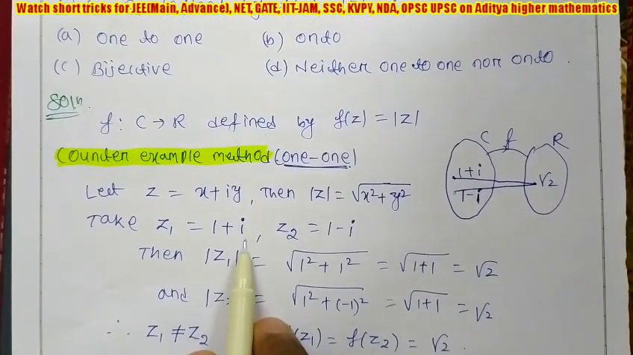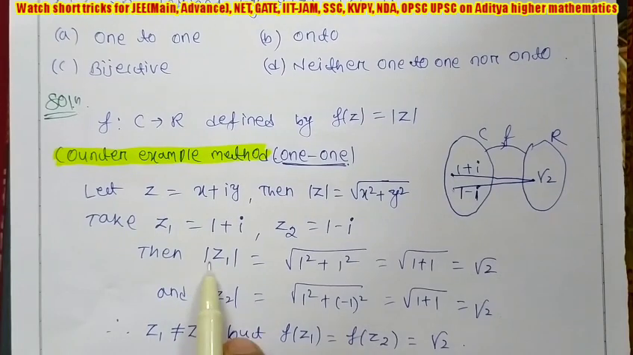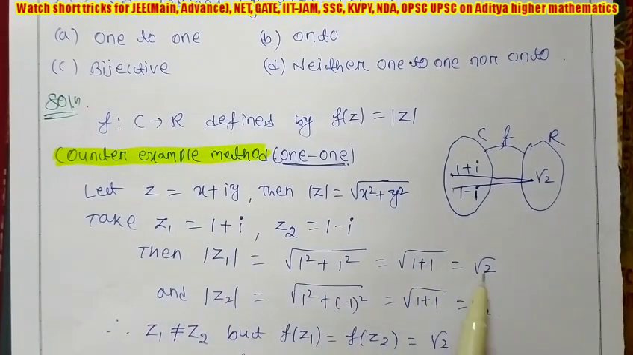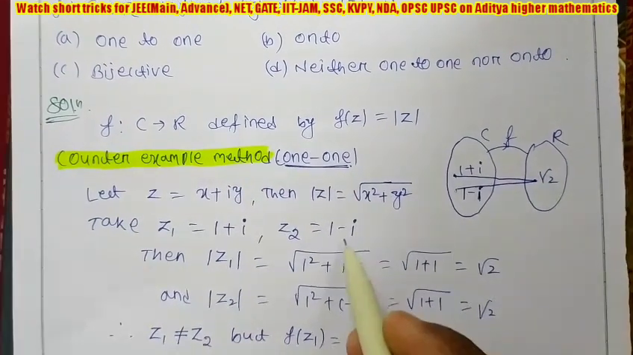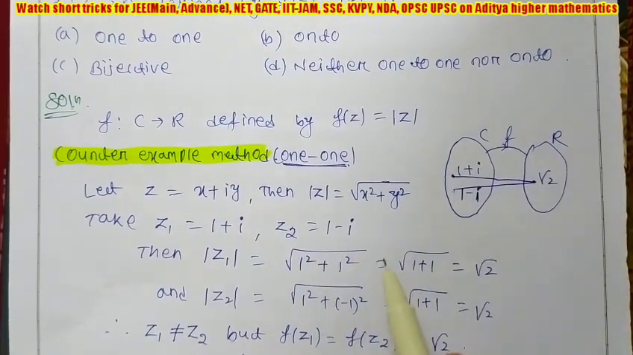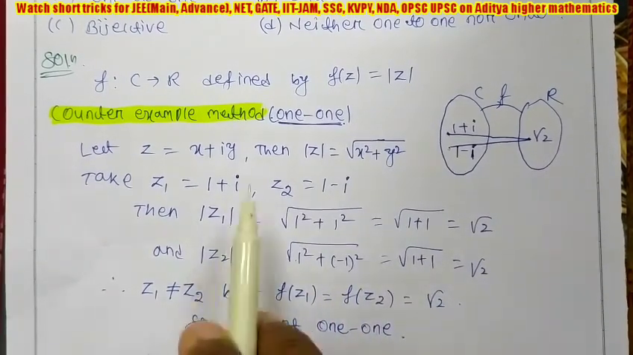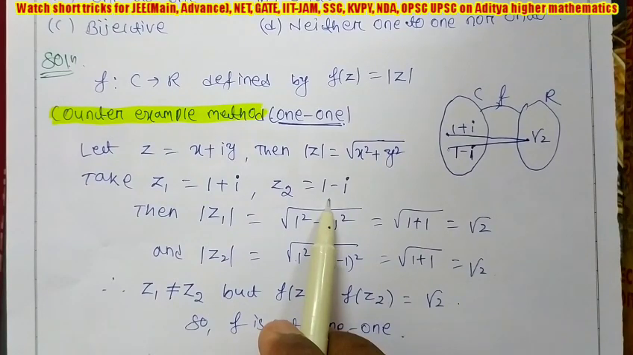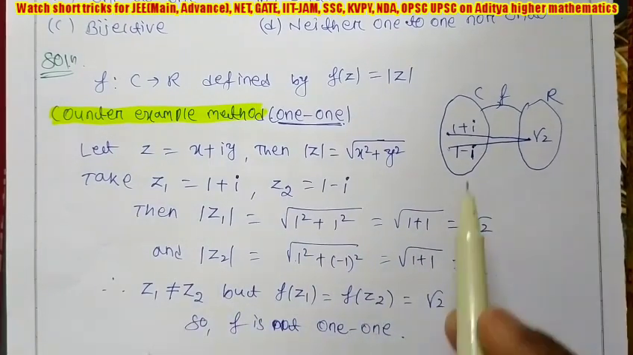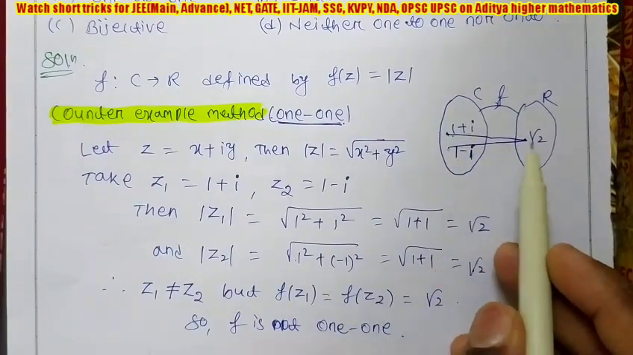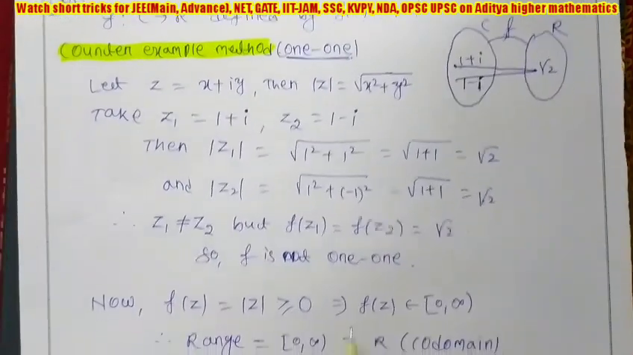If I take 1 plus i, then its modulus we will get as square root of 1 square plus 1 square, since x is 1 and y is 1, so it is root 2. If I take the negative sign, that complex number is different, but since its square is also 1, again we will get the same root 2, 1 square plus minus 1 square, which is root 2 also. That means for two different cases, we are getting the same image point. You can see the arrow diagram also. 1 plus i image is root 2 and 1 minus i image is root 2. That means it is many to 1. So that function is not 1 to 1.